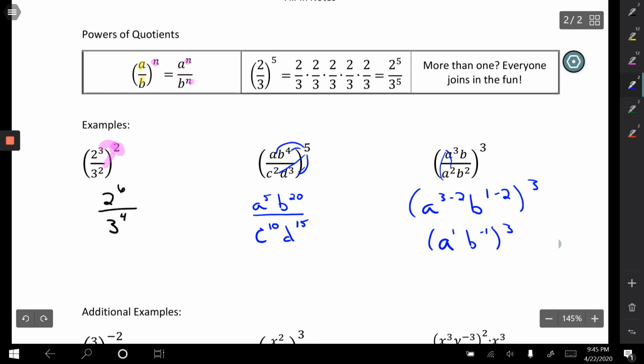So let's distribute that 3 to the inside to each of them. So now I've got a to the 3rd and b to the negative 3. And look at that, I ended up in exactly the same spot we did before.